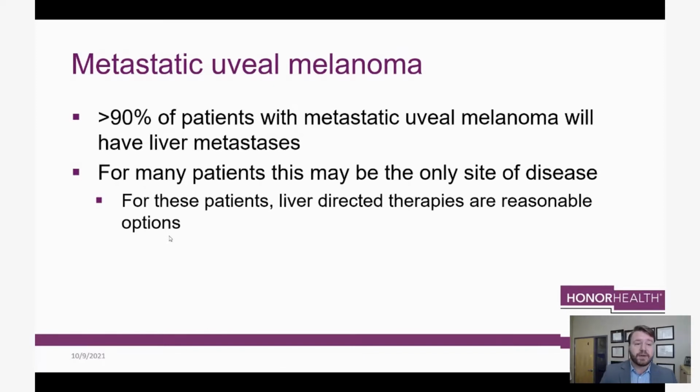So as most of us know, in patients with metastatic uveal melanoma, about 90% of them, if not more, will have liver metastases. And for many patients, this may be the only site of disease. Because of this, liver-directed therapies are a reasonable option for some patients, and liver-directed therapies are really the therapies that target a specific treatment to the liver rather than giving something either orally or through an IV that goes everywhere throughout the body.